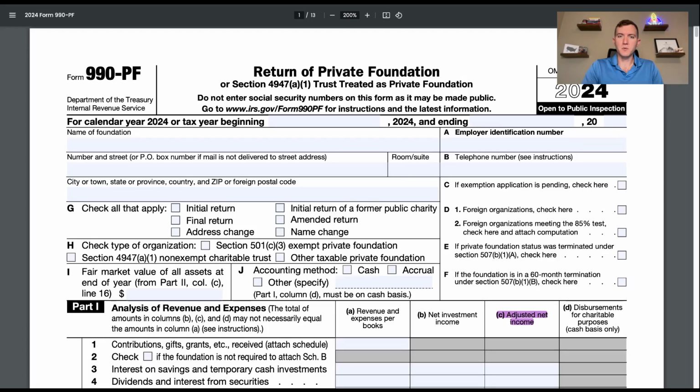For the remaining 8 mistakes, we're going to go look at the 990PF. This is for 2024.